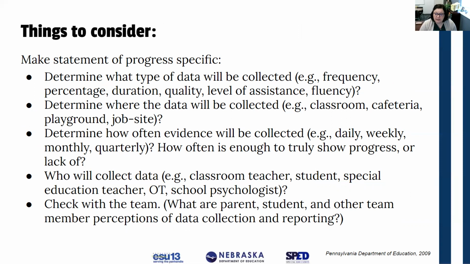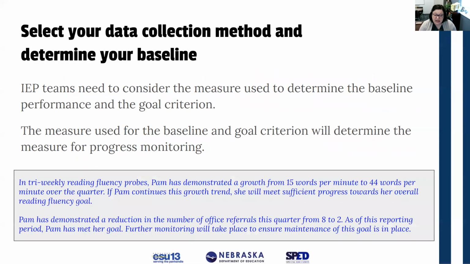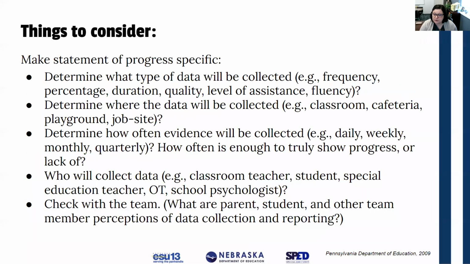Determine where the data will be collected. Are you going to do this in the classroom, cafeteria, playground, job site? Knowing where you're going to do this is going to be very helpful to setting those goals. Determine how often evidence will be collected. Notice in the previous examples I talked about tri-weekly reading fluency probes so that I could set goals for myself to make sure that this is what we were doing. We noticed that we are monitoring the number of office referrals over the quarter. It helps me to know what I am monitoring, how I'm going to monitor it, and how often.